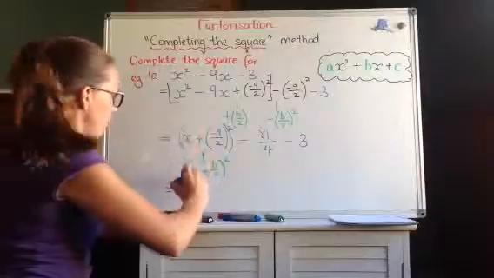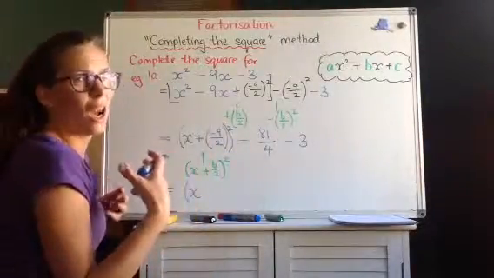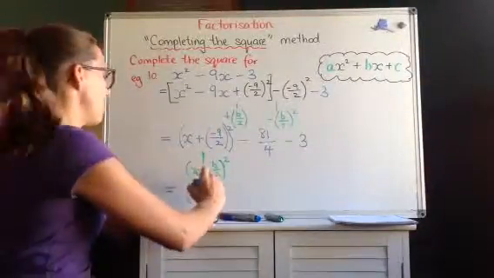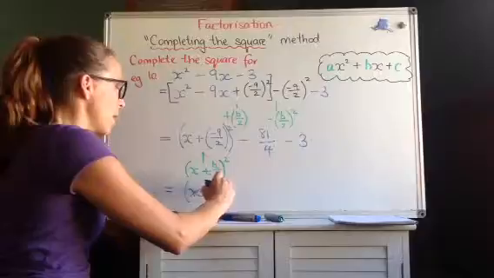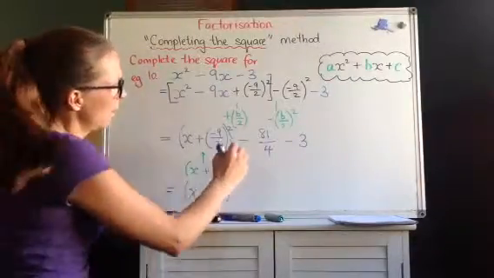Last step is to simplify everything. So x, negative 9 on 2. I'm going to keep it as a fraction, but instead of adding a negative number, I'm simply going to subtract that 9 on 2. So that's simplified that.